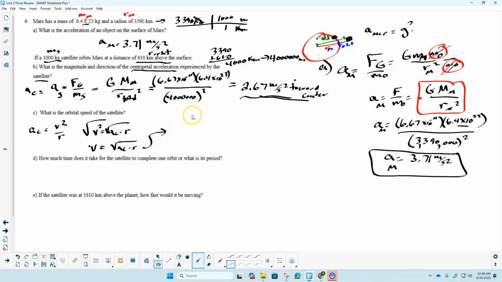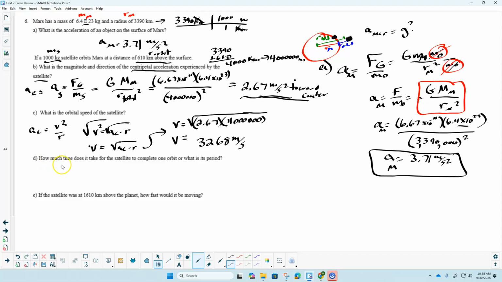So we're going to use our centripetal acceleration, 2.67, and then our radius of the satellite is still that 4 million meters away. If we do that in our calculator, we get a speed of something like 3,268 meters per second. Once you get this idea that acceleration is the gravity force divided by the mass of the object that's accelerating, you can find these other things pretty straightforwardly with just formula manipulation.